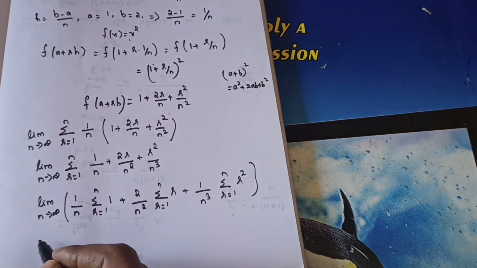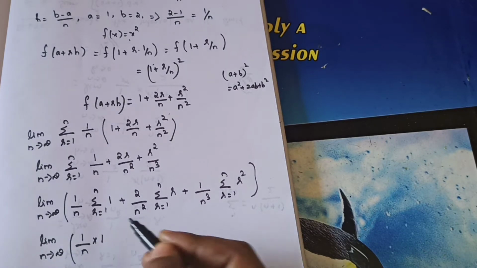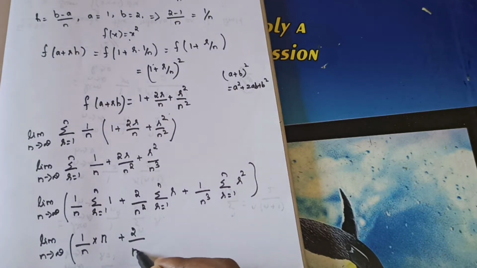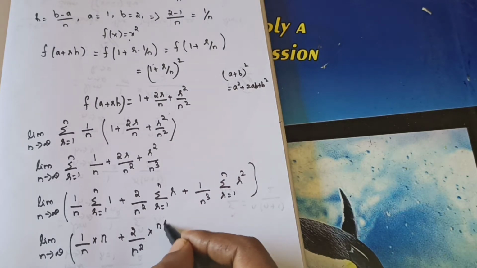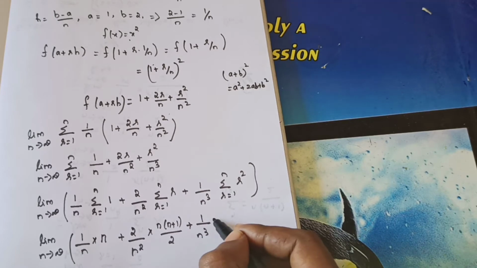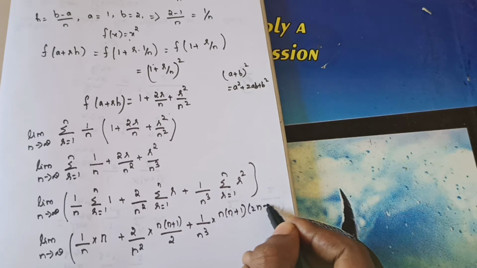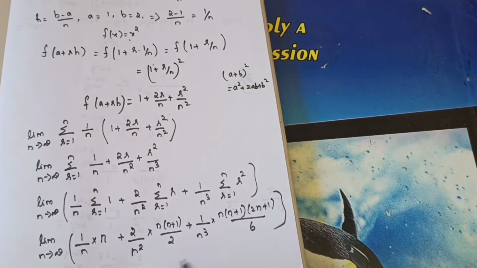So now you are going to substitute using the formula. Limit n tends to infinity, 1 by n. What's the value of summation 1? It means n, is it right? Plus 2 by n square into summation r, what's the formula? n into n plus 1 by 2. Then 1 by n cube into summation r square, what's the formula? n into n plus 1 into 2n plus 1 by 6. Okay. Now what will you do afterwards? If a common term is there, we will cancel it. Is it right? Okay.